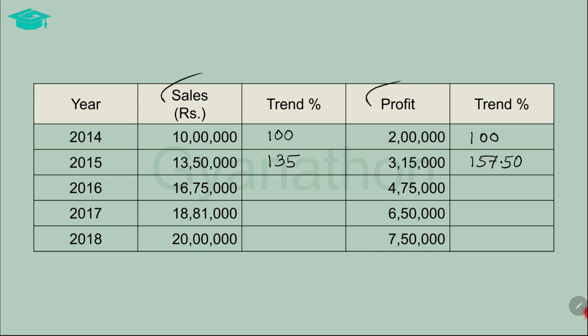For the year 2016, the trend percentage for sales will be 16.75 lakhs divided by 10 lakhs multiplied by 100, that is 167.5%. The trend percentage for profit will be 4.75 lakhs divided by 2 lakhs multiplied by 100, that is 237.5%.